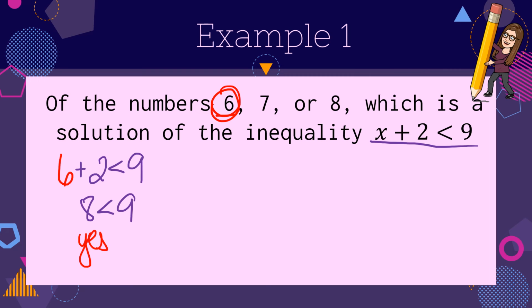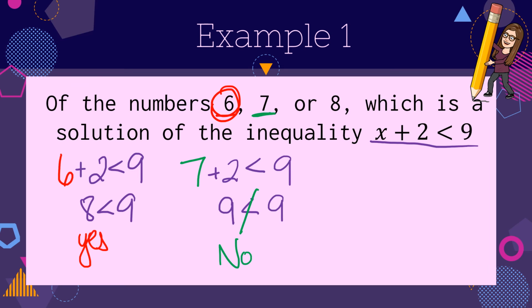Let's try the next number, 7. Instead of x, let's plug in 7. Bring down the plus 2, bring down the less than 9. Let's calculate. 7 plus 2 is 9. Is 9 less than 9? No, it's not. That's not true. I'm going to put a slash through it. So 7 is bad. It doesn't work. If it was or equals to, that would help, but it's not.